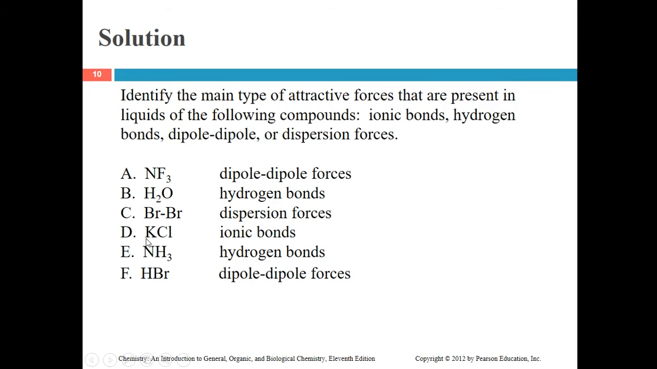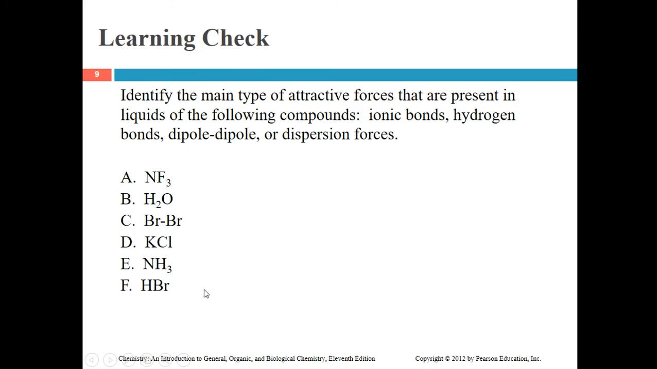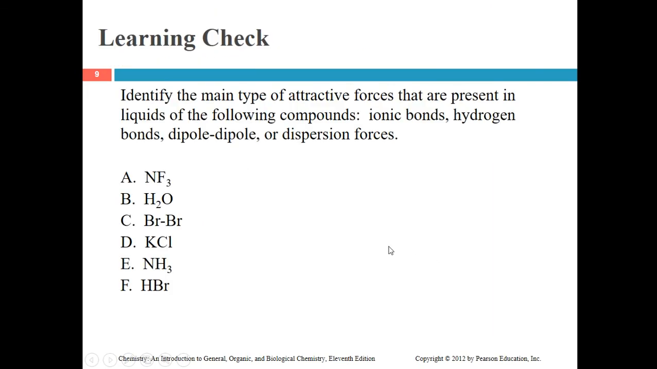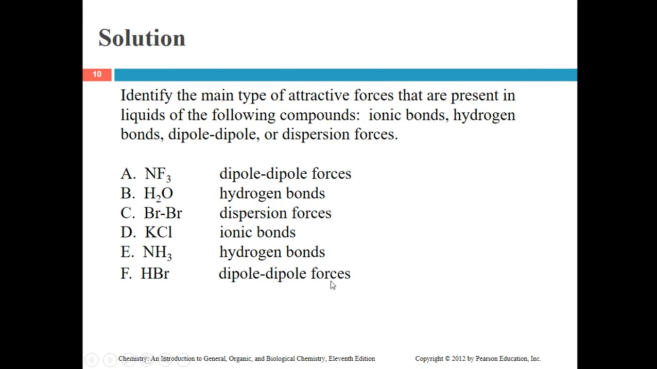Okay, KCl. Well, the first one's a metal, so we know it's an ionic bond. NH3. Well, we have hydrogen and it's attached to a nitrogen. Right then and there, we know it's hydrogen bonds. We have HBr. It is not an ionic compound. It is not hydrogen bonding. Why? Because hydrogen is not bonded to oxygen, nitrogen, or fluorine. So then we check the electronegativity values. Hydrogen we know is 2.1. Bromine is 2.8. We subtract that, that's 0.7. That means it is a polar molecule, hence dipole-dipole forces.